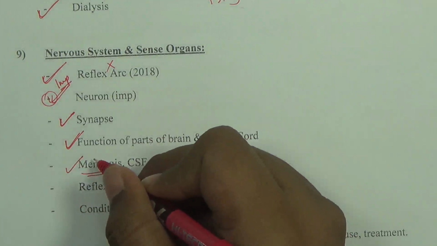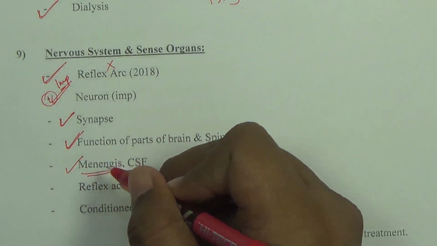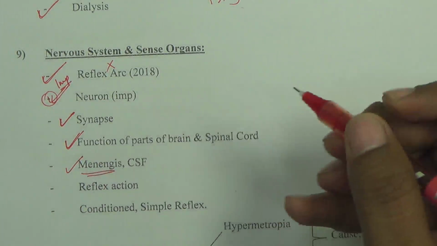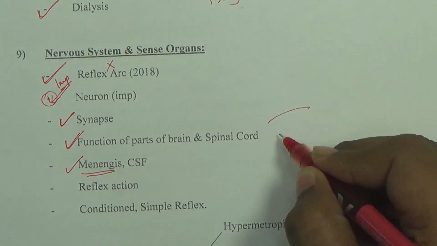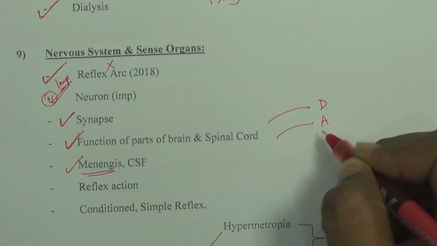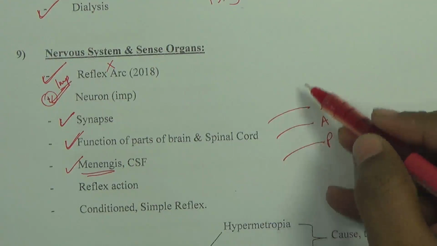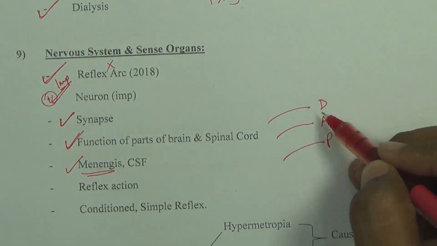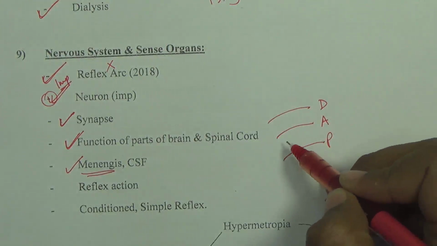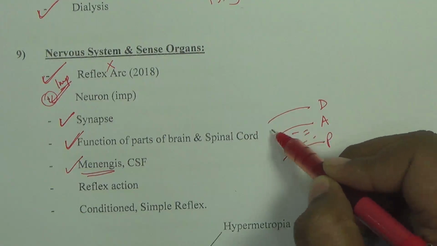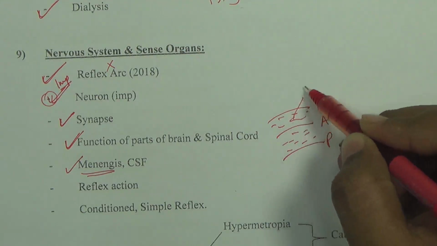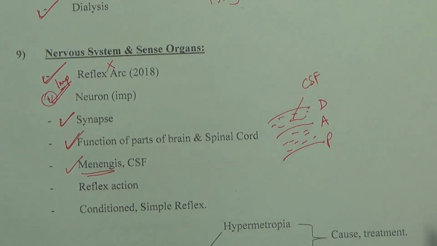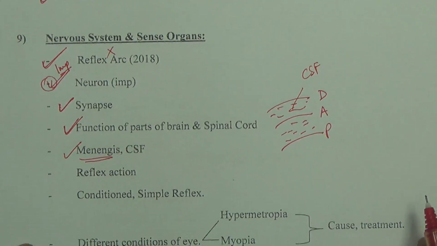Meninges, all the 3 layers: dura mater, arachnoid, pia mater. This is dura mater, arachnoid and pia mater. So from outside to inside, the first layer is the dura mater, followed by arachnoid, followed by pia mater, and within these meninges layers you have a clear liquid called the CSF, or the cerebrospinal fluid.